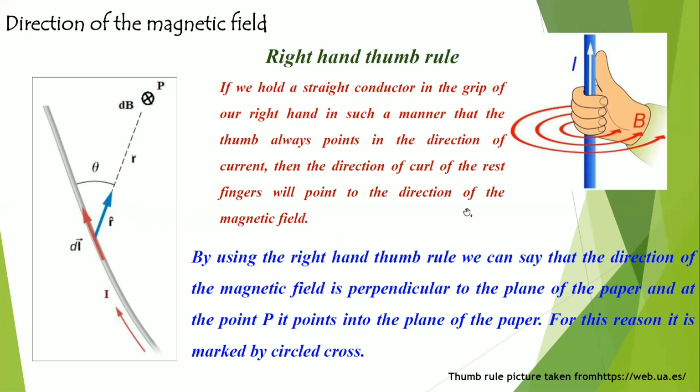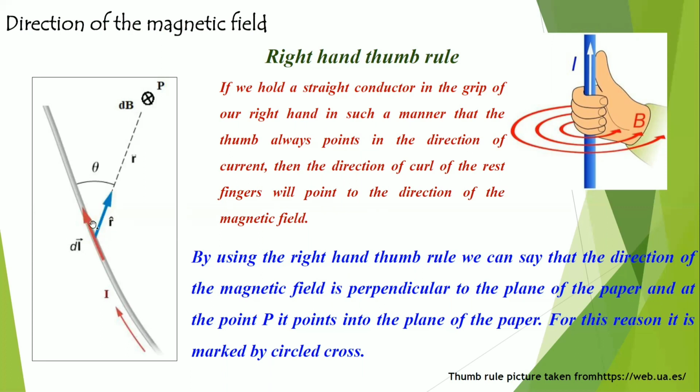So by using this rule, in this particular case, if we hold this wire in our right hand and put our thumb along the direction of the current, then we can say that the direction of the magnetic field at this point P will be perpendicular to the plane of the paper, and it will be into the plane of the paper.